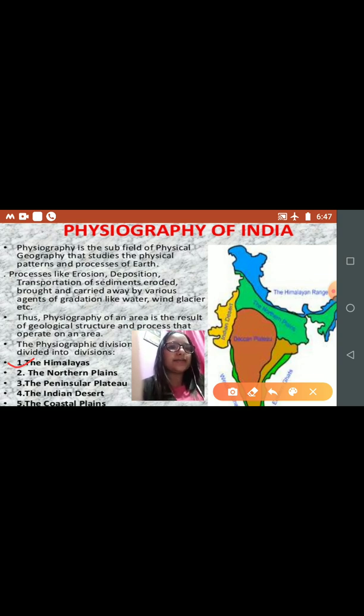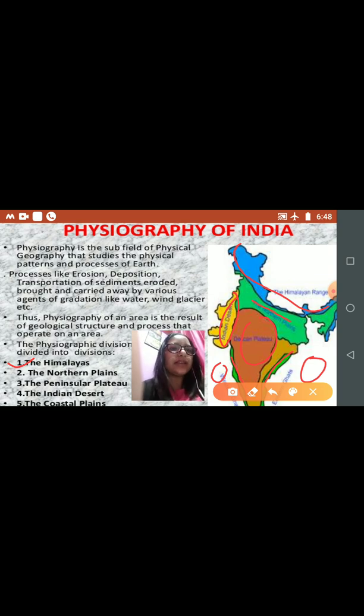The first one is our northern mountains, this whole mountain region. The second one is the northern plains. Then we have the plateau of peninsular India. Then we have the coastal plains, which you can see here. Then we have the Indian deserts. Lastly, we have 2 island groups, Andaman and Nicobar and the Lakshadweep island group. So these are the 6 distinct physical regions of India. Now we will discuss them one by one.